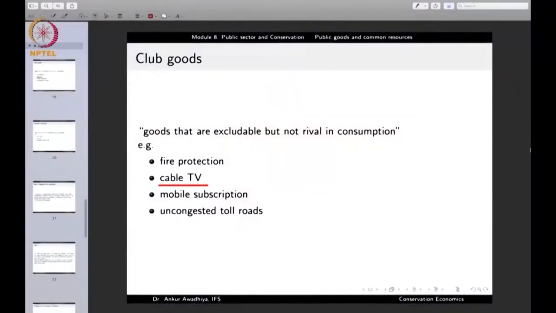But it is excludable because the service provider can always say that if you do not pay so much amount to me, I'm not going to give you the subscription. So it is excludable, but it is not rival in consumption. Things such as mobile subscription. Here again, if I have a mobile, you have a mobile, then both of us can use the mobile, but it can be excluded. So people who do not pay the charges will not get the mobile subscription.